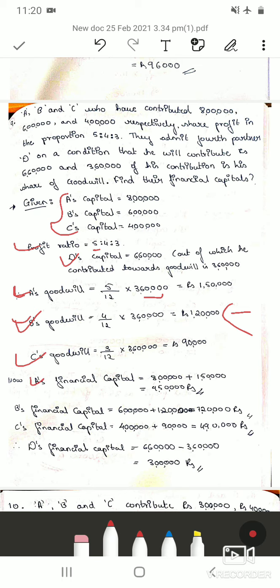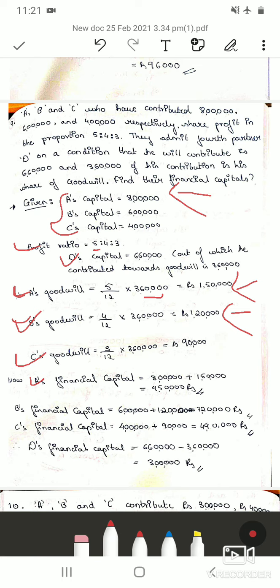So once we get to know the amount of goodwill that is distributed by the partners, we can find the financial capitals. So therefore A's financial capital will be his initial capital plus the goodwill amount. A's financial capital is rupees 6 lakh plus his goodwill, which is 1,50,000. Therefore A's financial capital is 9,50,000 rupees. B's financial capital will be his capital plus the goodwill amount distributed, which is 4,90,000 rupees.